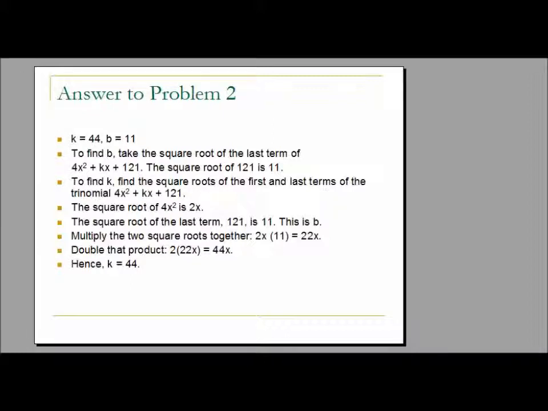To find k, take the square roots of the first and last terms of the trinomial 4x squared plus kx plus 121. The square root of 4x squared is 2x. The square root of the last term, 121, is 11. This is b. Multiply the two square roots together. This gives us 2x times 11, which is 22x. Double that product. 2 times 22x equals 44x. Hence, k is 44.